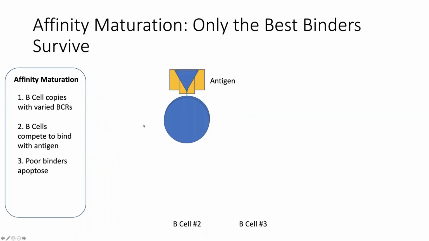It will apoptose. Right? B cell 3, again, this B cell receptor, this variant of the original, is not going to bind that well. So it's also going to get kicked off, and it's going to die. So now we're left with the one B cell that binds the best. It's not a perfect binding, but it's certainly better than it was before.